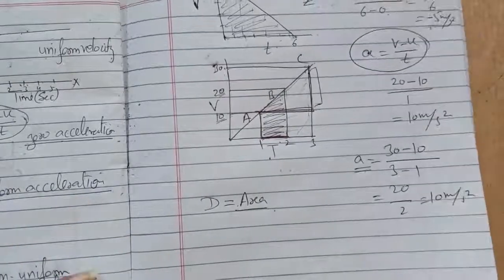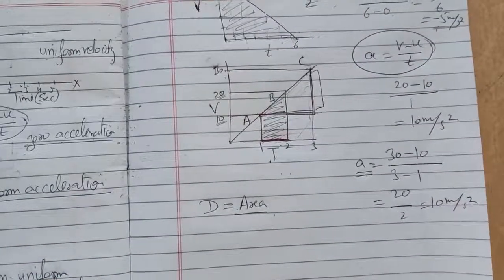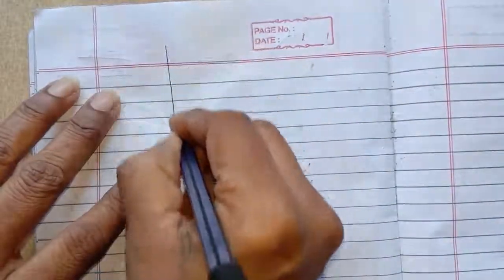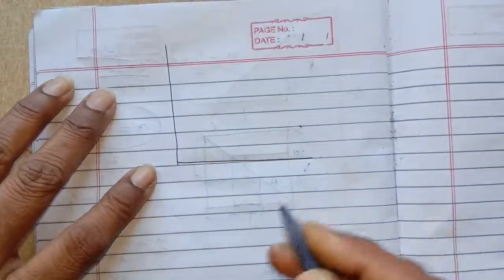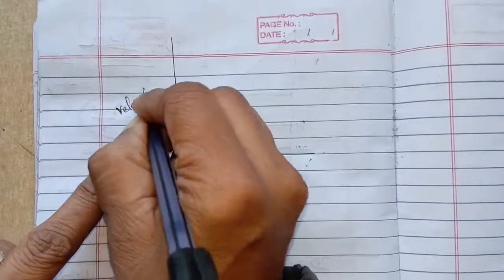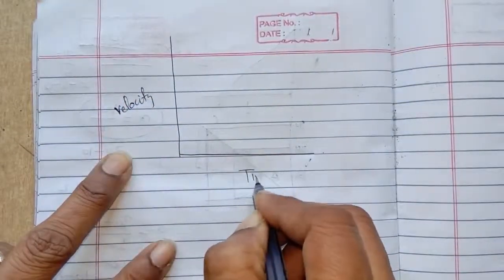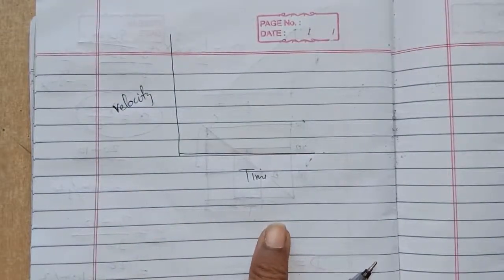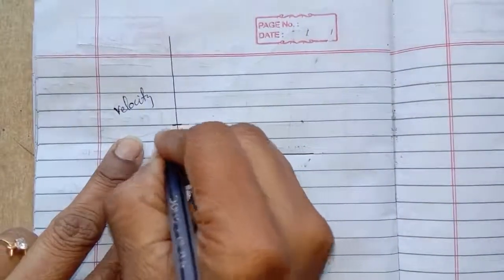Now we will do the derivation of the equations of motion by using the graph. So I am making the graph here. This is the VT graph. For every equation of motion, you have to draw the same type of graph. This is the velocity time graph. And suppose the body starts from here.